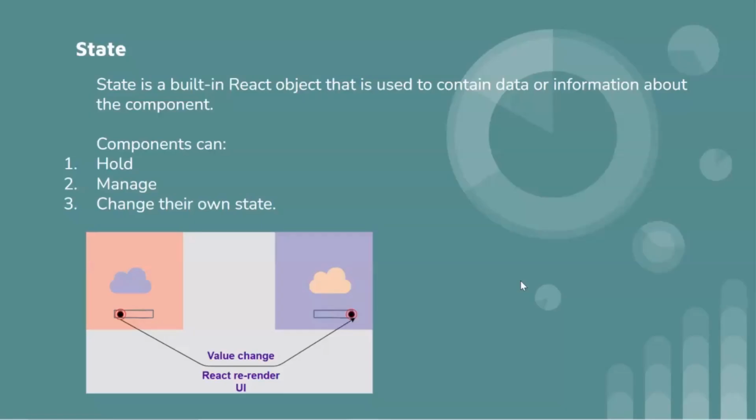Now let's understand state. State is a built-in React object that is used to contain data or information about the component. A component state can change over time. Whenever it changes, the component re-renders. The change in the state can happen as a response to user action or system-generated events, and these changes determine the behavior of the component.